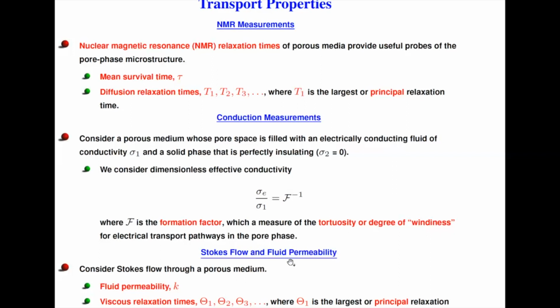Now, in the case of Stokes flow and fluid permeability, of course, we have the fluid permeability, okay? But then we also have the so-called viscous relaxation times, which are associated with the Stokes time-dependent problem. So it would be the analogous quantities, except here we're having the Stokes problem, and here we have diffusion. So θ1 I'm going to call the viscous principal relaxation time.